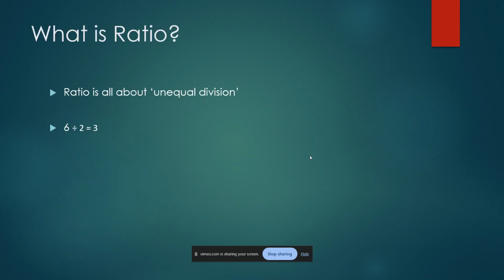So of course, the first question is, well, what is ratio? Ratio is all about unequal division. So in normal division, everyone gets an equal share. My example here is 6 divided by 2 equals 3. So there are 6 things to be shared amongst 2 people, and each person is going to get 3. So that's division. Everyone gets an equal share. But with ratio, people don't get an equal share. And if they're not going to get an equal share, you have to say, well, how is it going to be shared out then? How does this division take place?